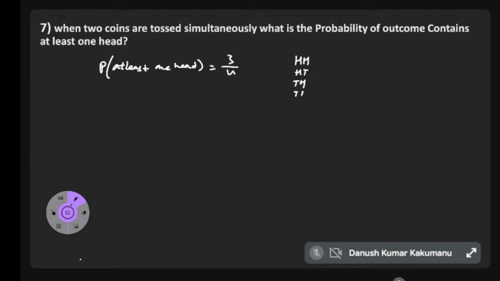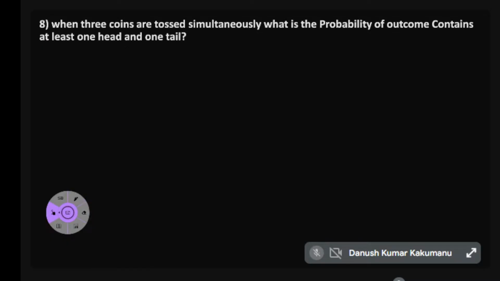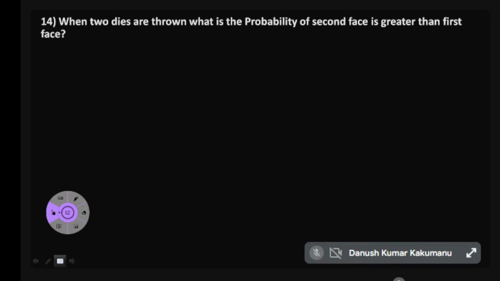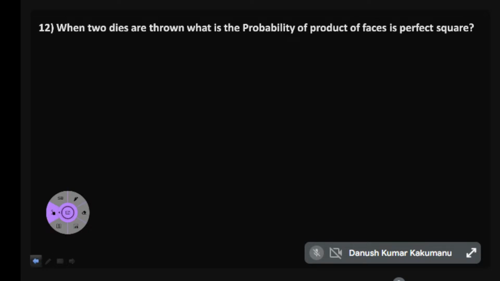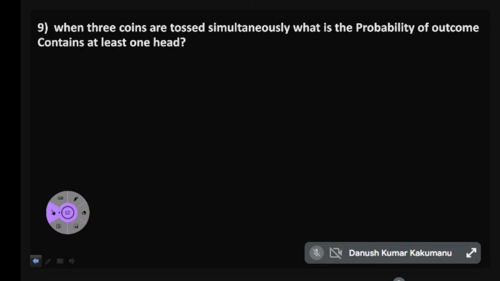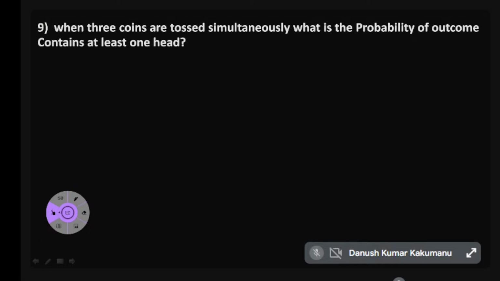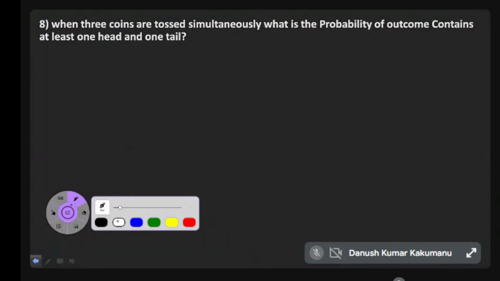Yes. The next. Read the question. Three coins are tossed simultaneously. What is the probability of at least one head and one tail? What is the answer? How many total outcomes are there? 8. At least one head and one tail means what? 6 by 8. 6 by 8 is the answer.